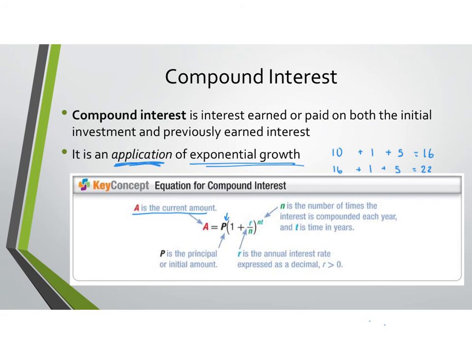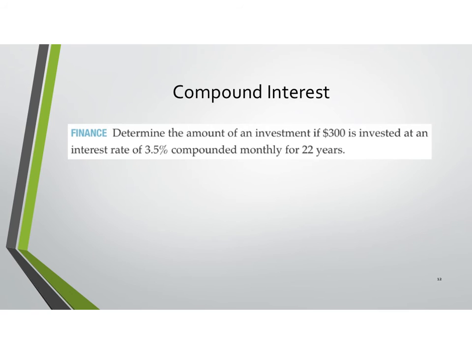And before we move on, I want to point out one thing. N is the number of times the interest is compounded each year. So if you compound, as in my example, monthly, that means you're compounding 12 times a year. So N would be 12. T is years. T can no longer be anything except for years in compound interest. And N.